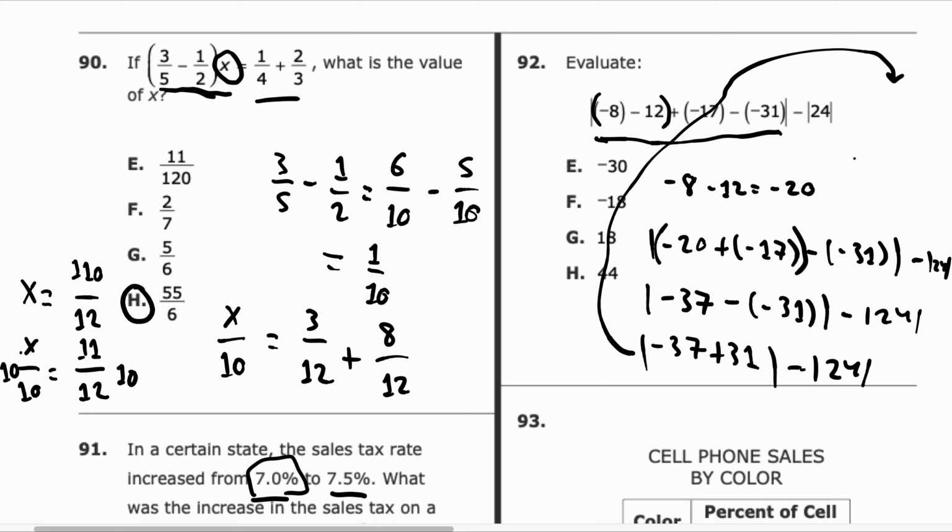So negative 37 plus 31 is just negative 6. And then we have minus absolute value 24, which is just minus 24. And then the absolute value of negative 6 would just be 6. So we have 6 minus 24, and that is just negative 18, which is F.